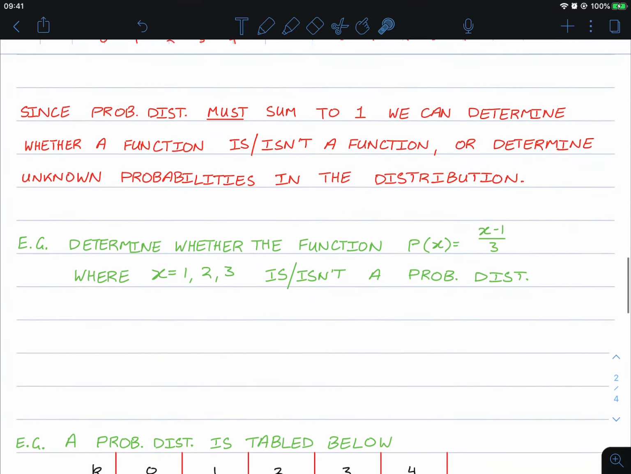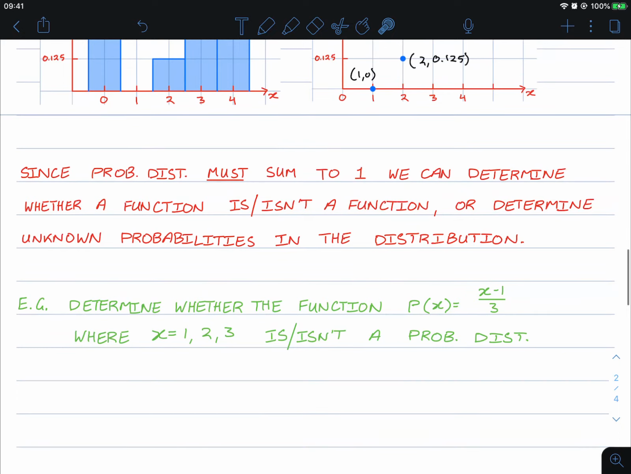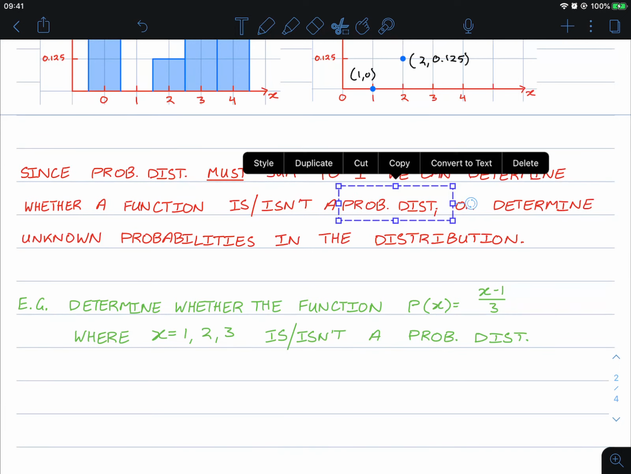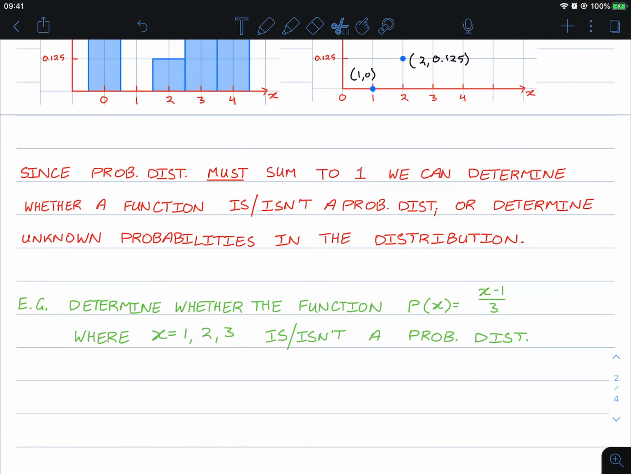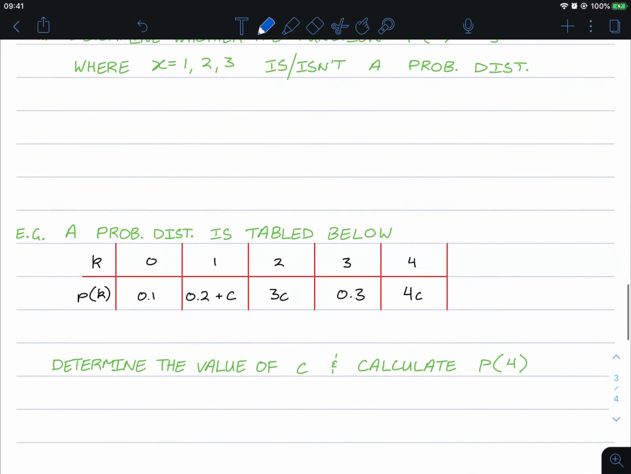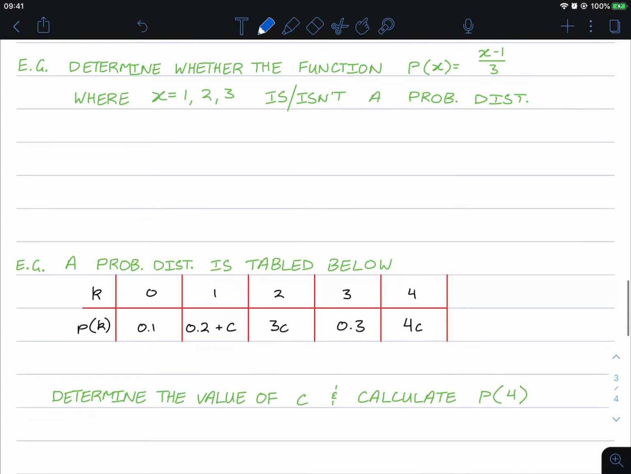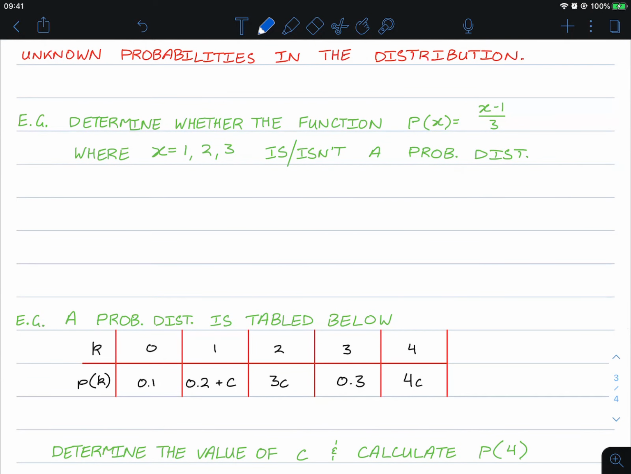4, 0.375, there it is there. Now, since probability distributions must sum to 1, we can determine whether a function is or isn't a probability distribution, or determine unknown probabilities in this distribution. So let's do 2 examples here. Let's determine whether the function p of x equals x minus 1 over 3, where the results can only be 1, 2, or 3. Let's figure out if this here is or isn't a function.